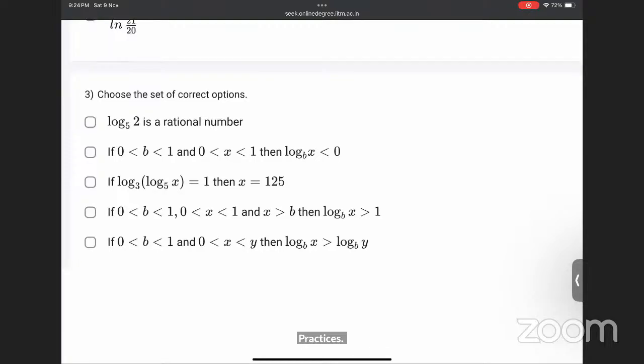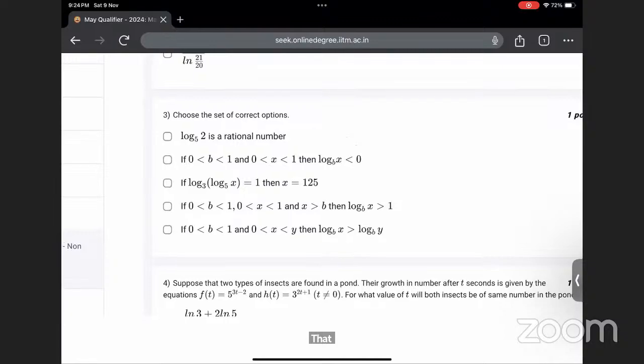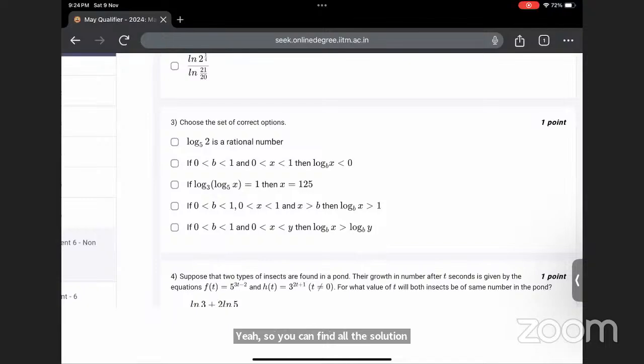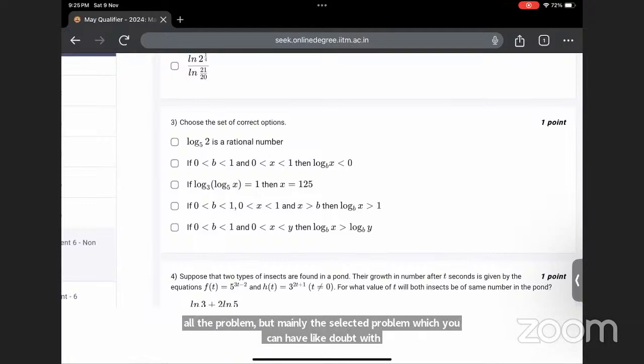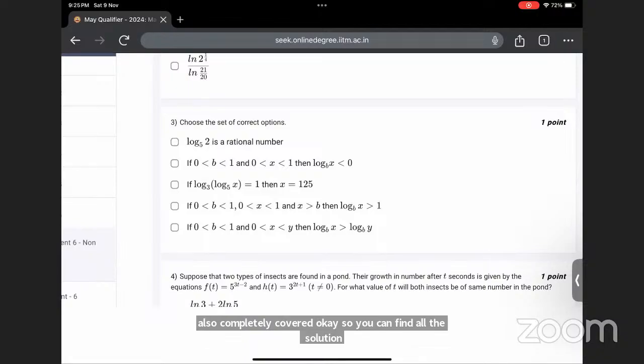Okay. And what is the situation? That's a good initiative. So you can find all the solutions for activity questions. I solved almost all the problems, but mainly the selected problems which you can have doubts with. And practice assignments are completely covered, and solve with us also completely covered. So you can find all the solutions, recorded version, there. Very good. That is commendable. Thank you.